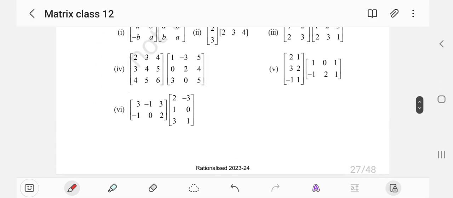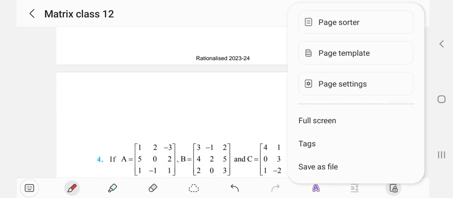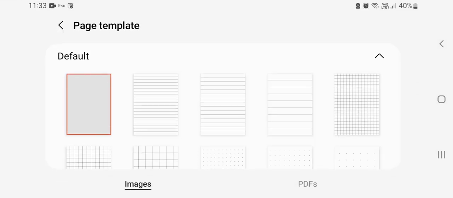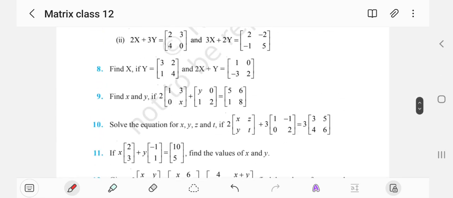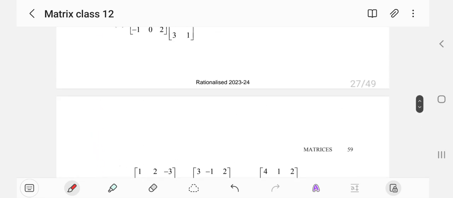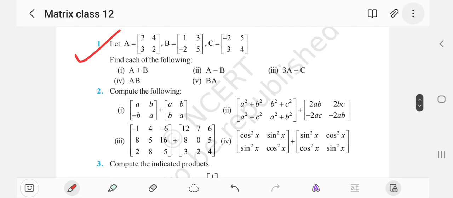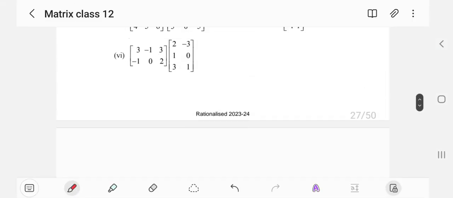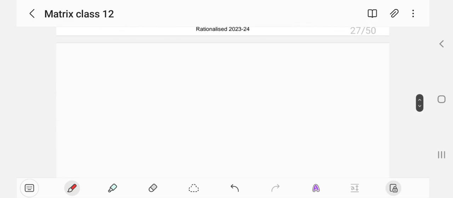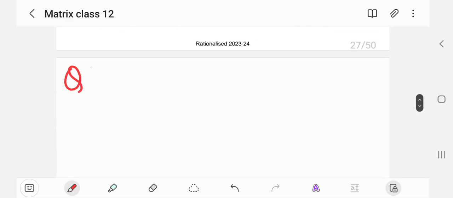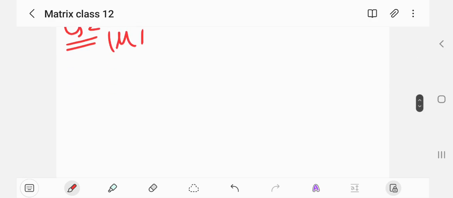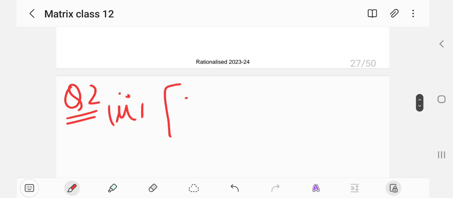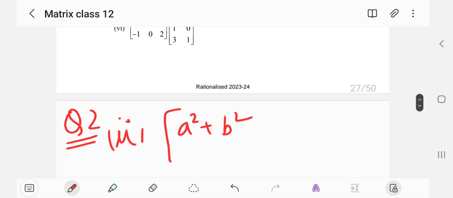Okay, let me add a new page so that you won't get confused. Okay, now you won't get confused. I am discussing question number 2, part B. So what is given to me? One matrix is this. Let me write the complete matrix.